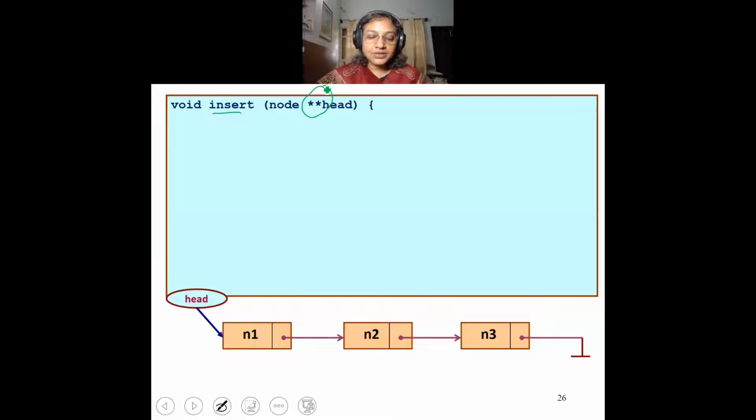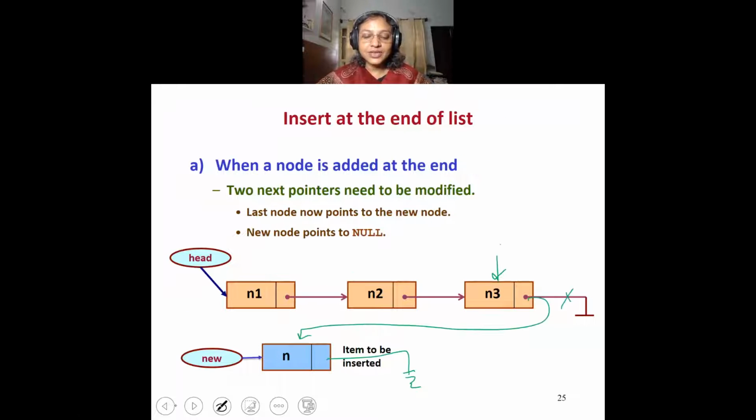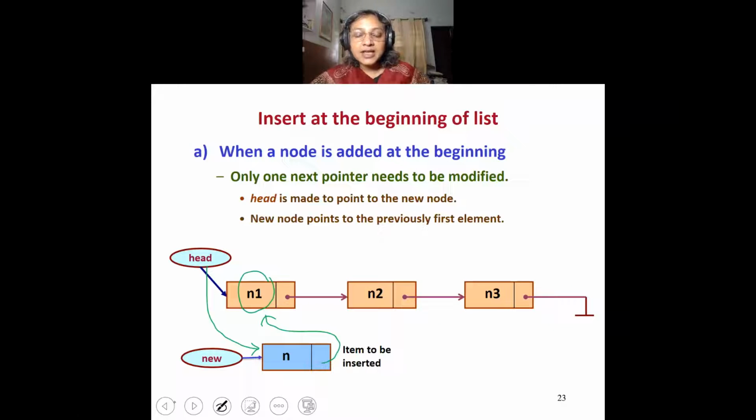Because head itself can change. When can head change? If you are inserting a node in the beginning of the list, the head will change. So because the head will change, if we did not pass a pointer to the head, this head would have been lost.